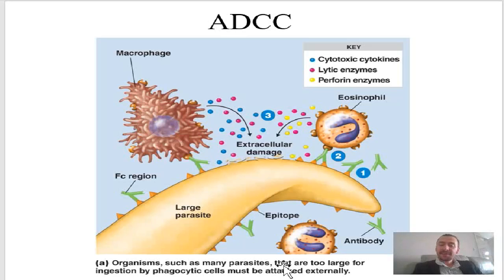So for a parasite, that's why we need IgE, and we need macrophages, eosinophils, and mast cells, because we need them to release lytic enzymes outside the cell to destroy the large structure that is the parasite. And as I say, one of the mechanisms that enables this to happen is IgE-mediated binding and release of lytic enzymes, antibody-dependent cytotoxicity.